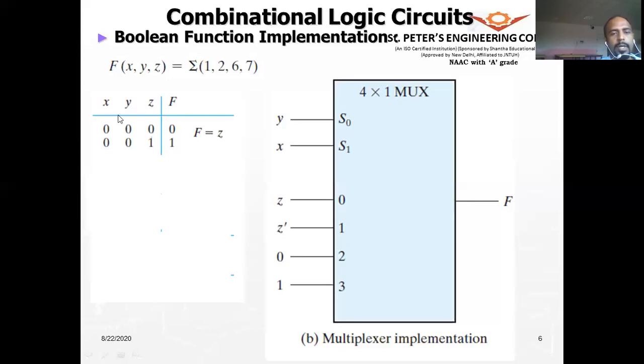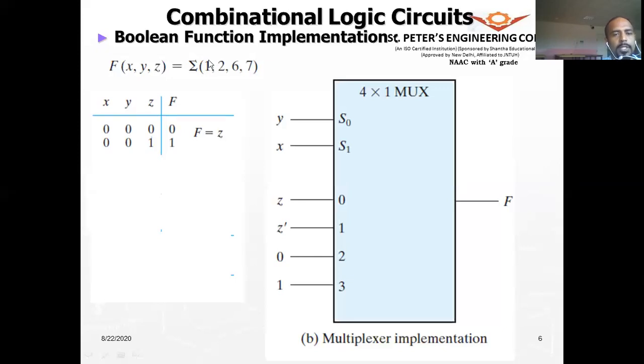Now we see that when x and y both are 0, 0, when z is 0, the output is 0. When z is 1, the output is 1. So therefore, the function is dependent upon z. The function should be high for the minterm 1. This is the minterm 1, that is x bar, y bar, z. So we have got the output for this first minterm m1.